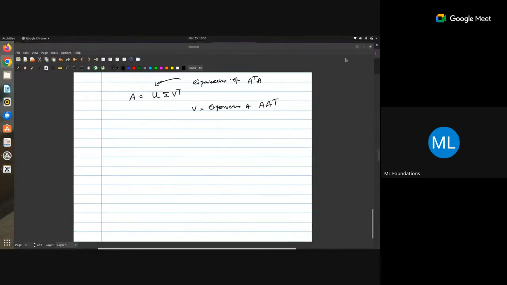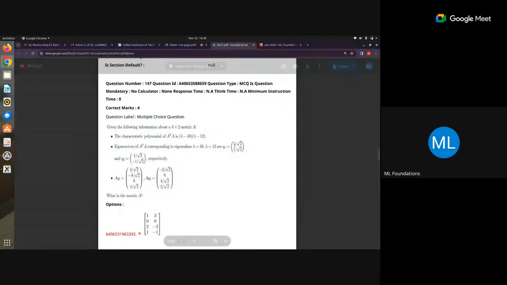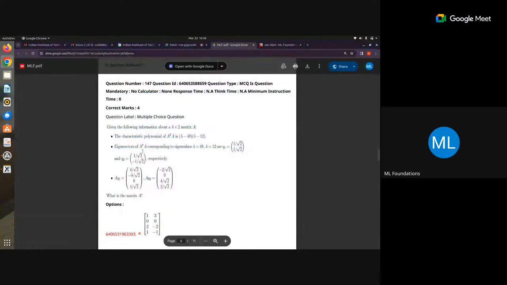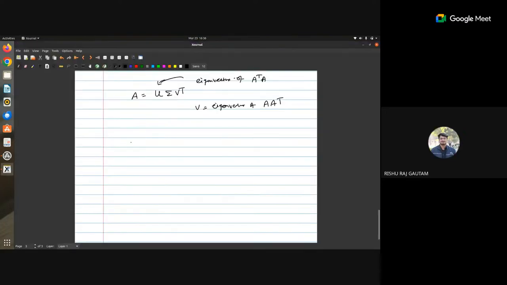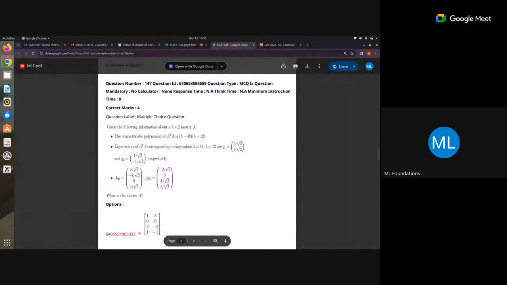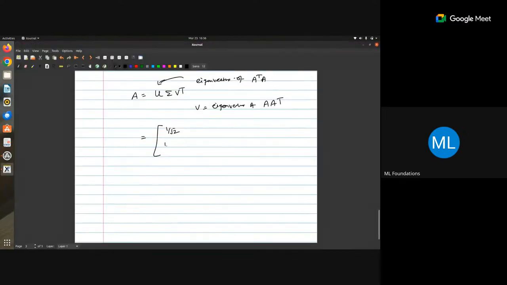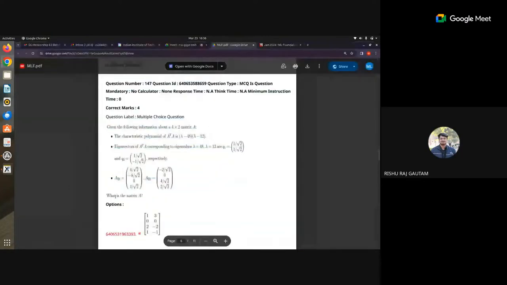So what is given here already? Q1 and Q2 are the eigenvectors of A transpose A, right? Corresponding to this lambda 48 and 12. So I'll just write down this U. What will be the U then? 1/√2, 1/√2, and 1/√2, minus 1/√2.